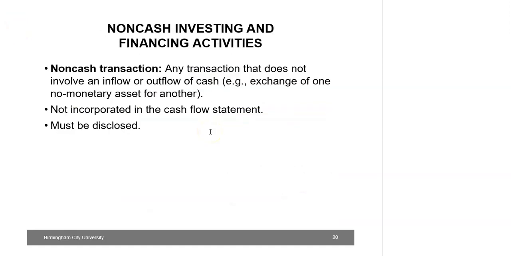Companies may also engage in investing and financing transactions that do not result in cash inflow or outflow. For example, if a company exchanges one non-monetary asset for another non-monetary asset, there is no cash changing hands. Similarly, no cash is involved when a company issues common stock either for dividends or in connection with conversion of a convertible bond or a convertible preferred stock. Because there is no cash involved in these transactions, such transactions are not included in the cash flow statement.